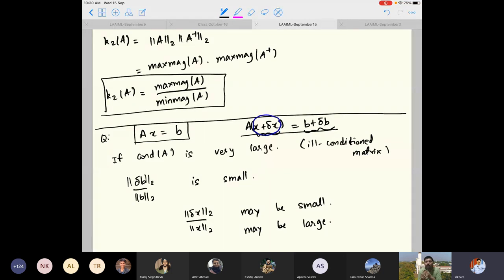What is really happening? Every time it is not necessary that delta B will induce X plus delta X, which is really far away from X. Even if the matrix is ill conditioned, it is not necessary. But if the matrix is ill conditioned, then you can always find one delta B for which this will be really very large. But not every delta B will cause this to be really very large. That is something I'm trying to emphasize.